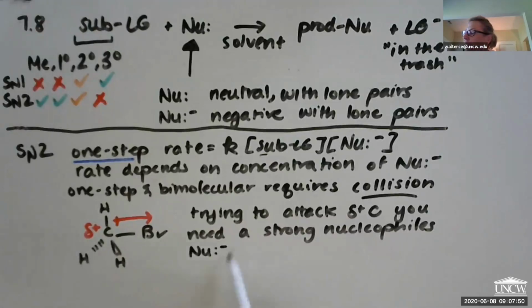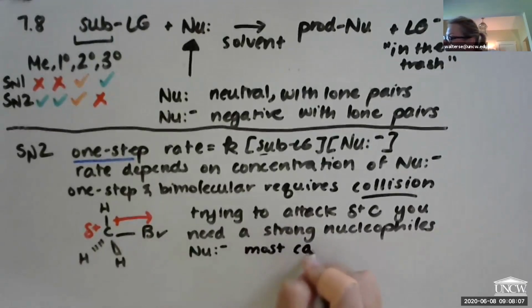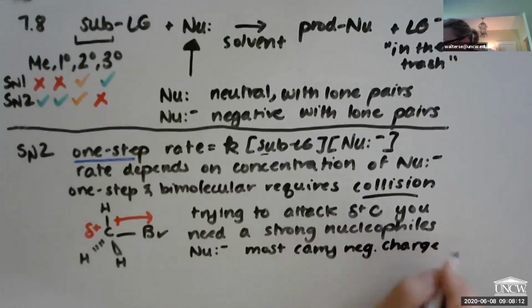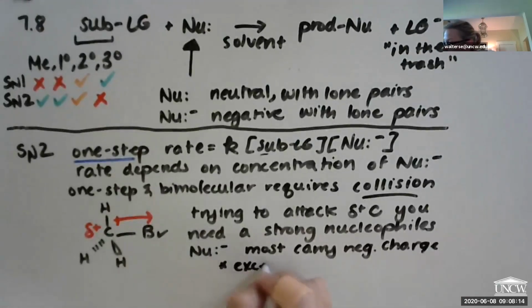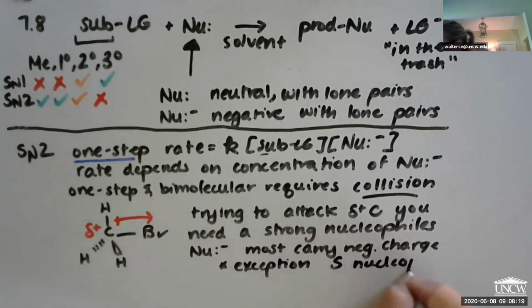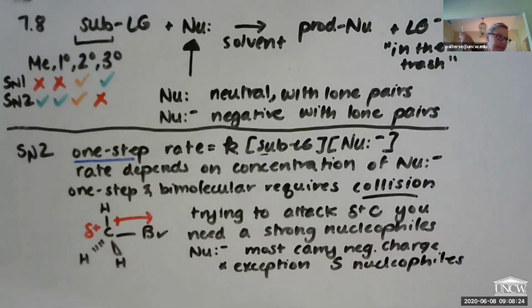There are a few exceptions, and I'll talk about those in a few minutes, where you can have a strong nucleophile that doesn't carry a charge. But most carry the negative charge. And just write a little note here: exceptions are sulfur nucleophiles. And we'll get to that again in a minute.